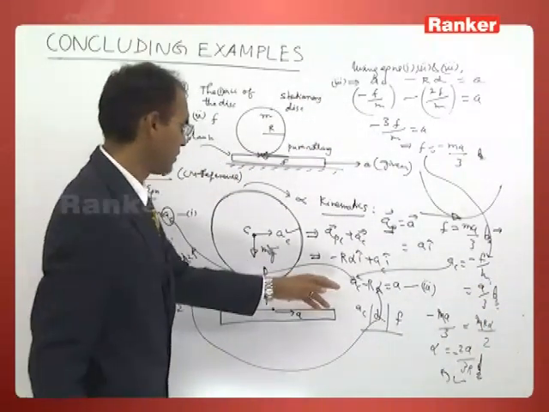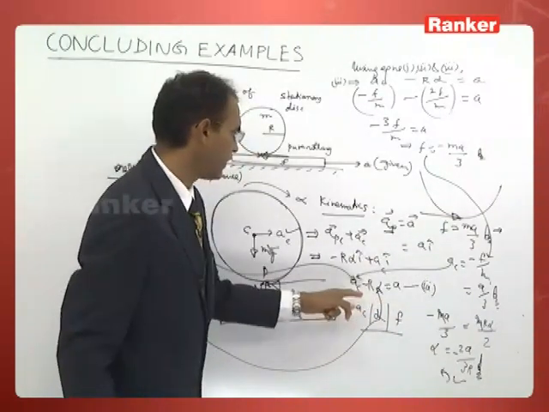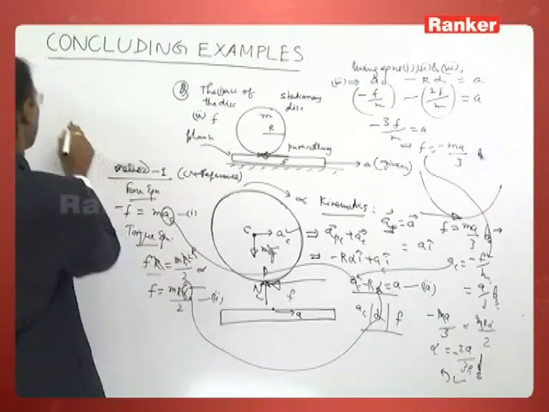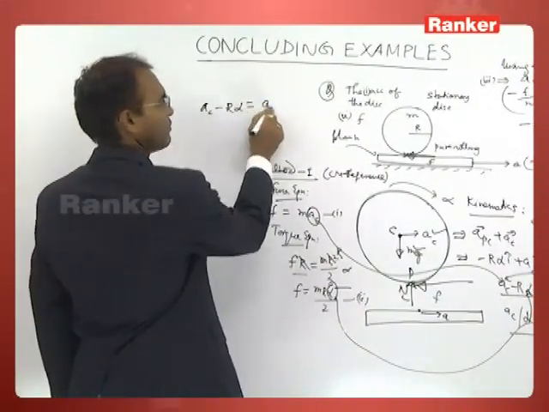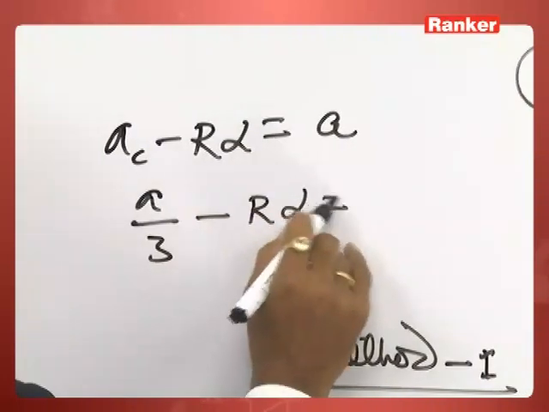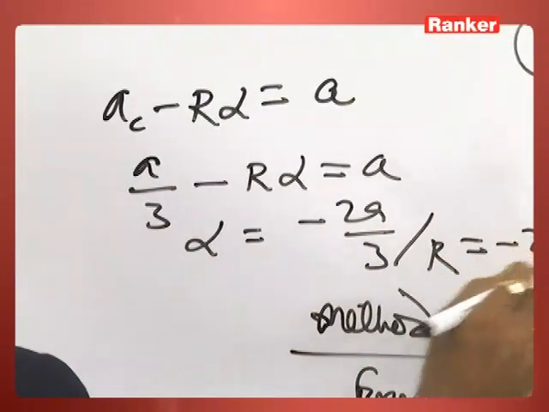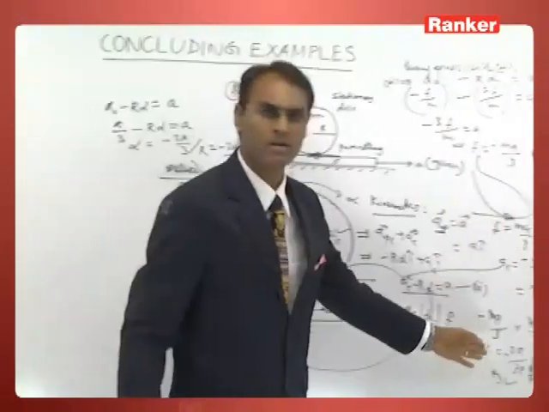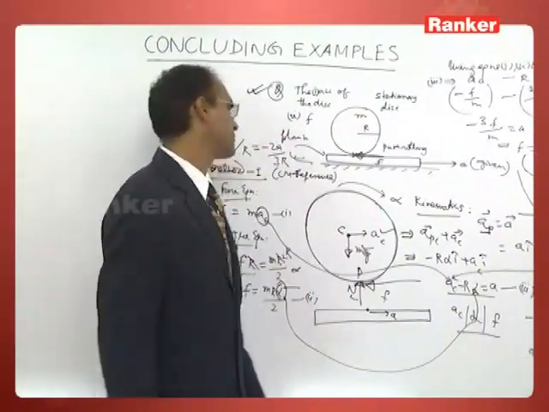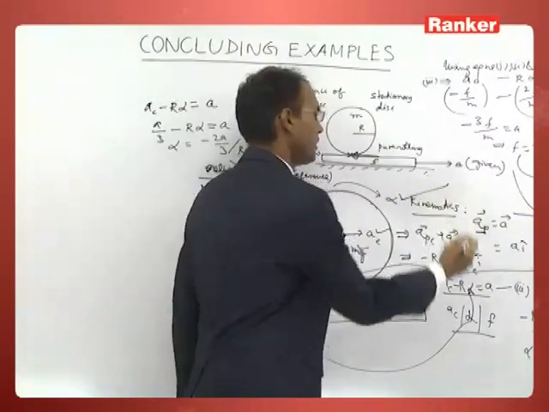Or if you substitute the value of AC in this equation, we can get AC minus R alpha is equal to A. AC is equal to A by 3, minus R alpha will be equal to A. So alpha will be equal to minus 2A by 3 by R, is equal to minus 2A by 3R. Are you not getting the same answer? So in this way, this is an exciting problem to use the force equation, the torque equation, and the kinematics of rolling.